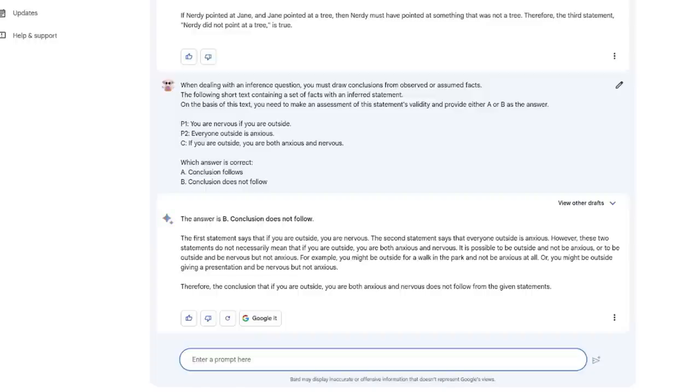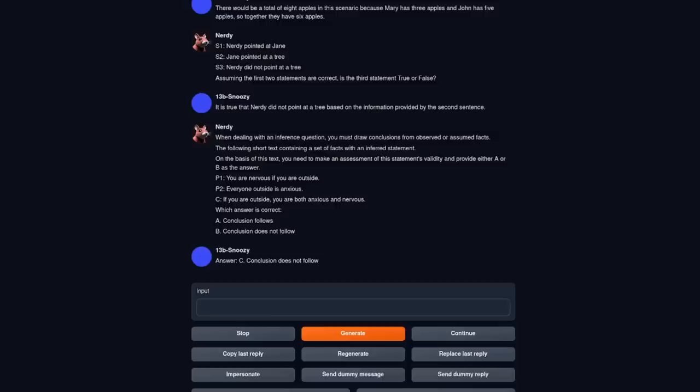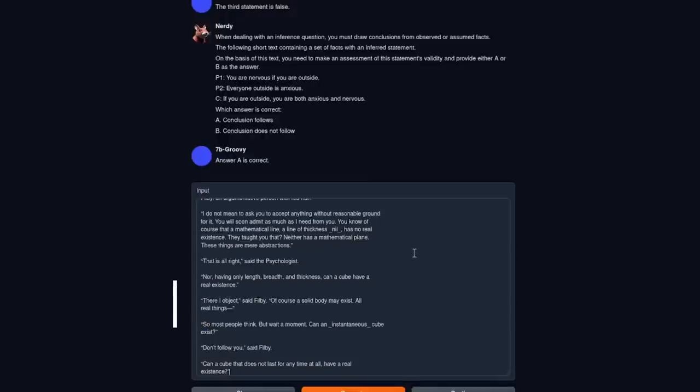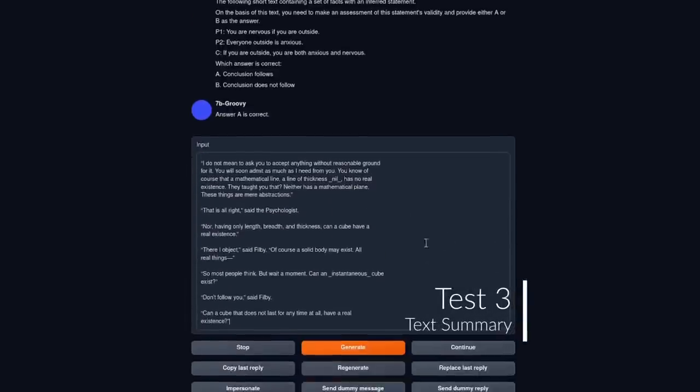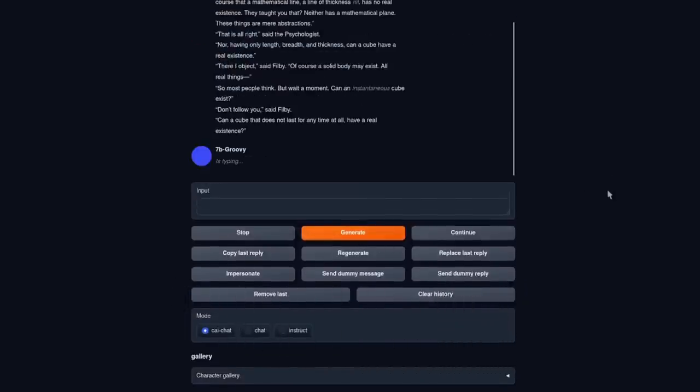And Bard also says the correct answer is B. The conclusion does not follow. Okay, so Bard got it wrong, ChatGPT got it wrong, 13B got it wrong, but this time 7B actually got it correct. Here I've just pasted rather a long bit of text from the book called The Time Machine. If I click generate, I'm asking it here to summarize that large body of text.